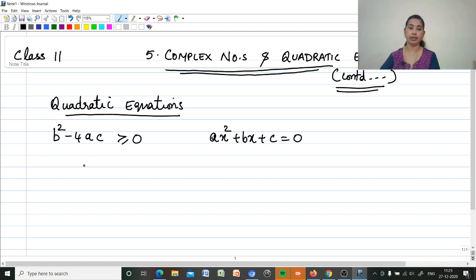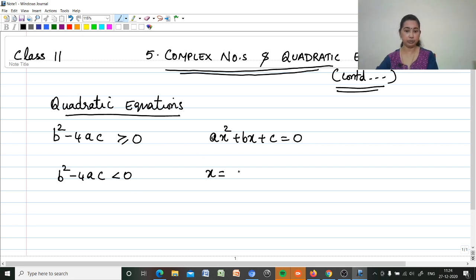Whereas if b square minus 4ac is less than 0, last year we studied that there is no solution. But now, since we have studied complex numbers, we can find the solution in the set of complex numbers, because imaginary roots are there. So we can find the solution of ax square plus bx plus c equal to 0 if b square minus 4ac is less than 0, also in the set of complex numbers. So that we will discuss here.